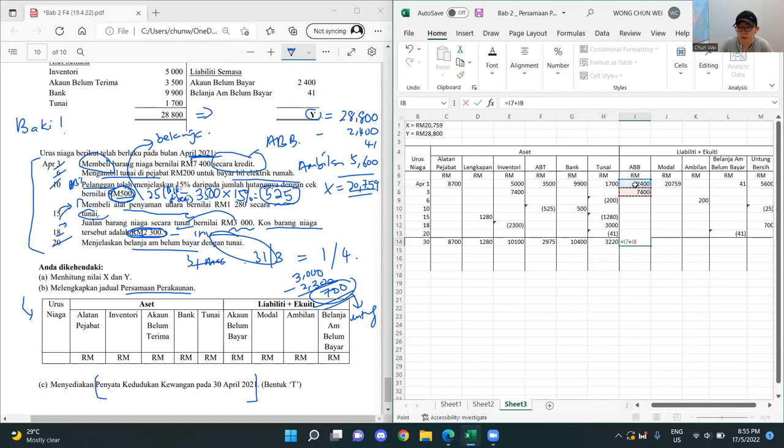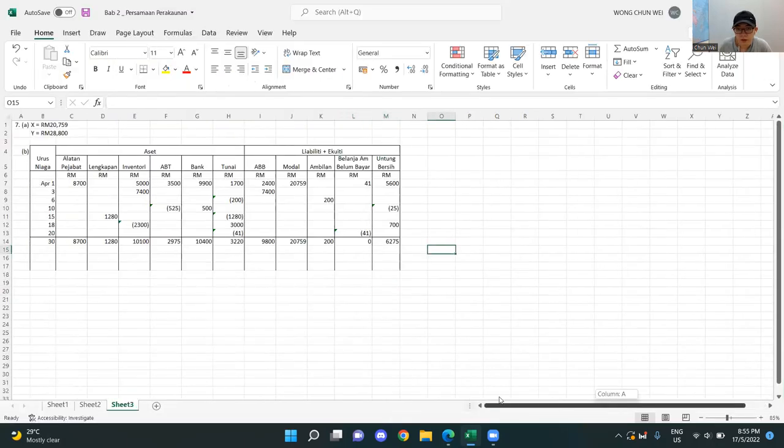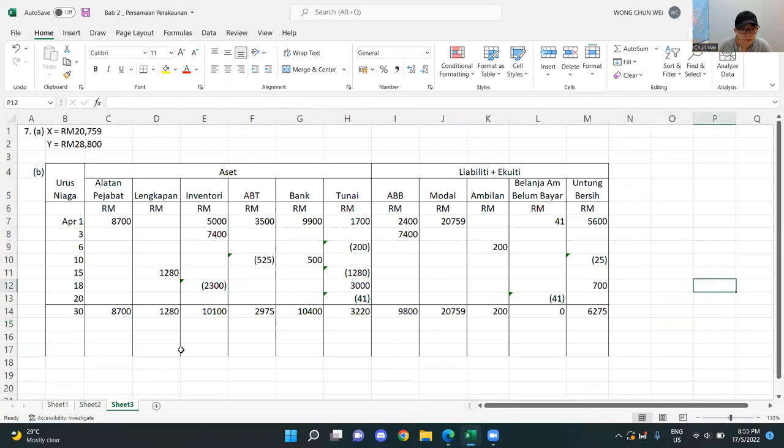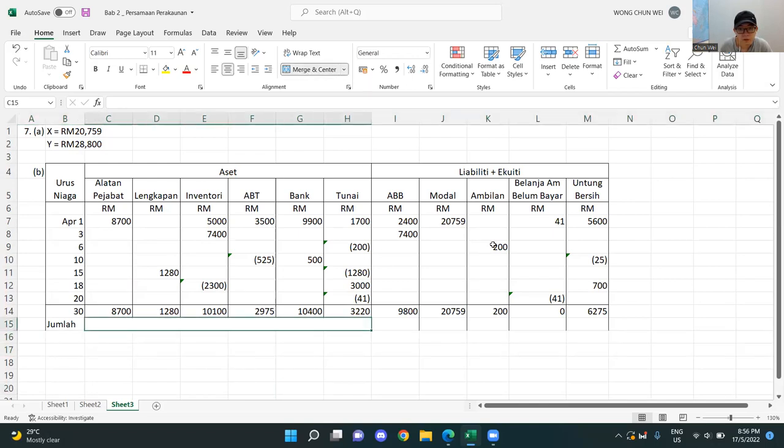Okay, just add. 41 minus 41, 0. Then your untung bersih, 5,600 minus 25 plus 700. That's 6,275. All right, after that, jumlah. Jumlah is up to here.